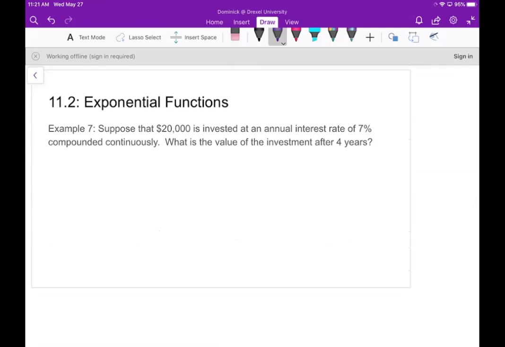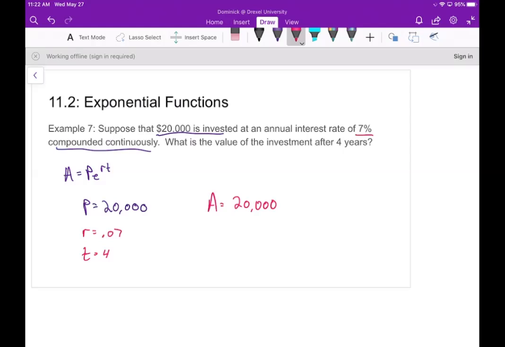So here, we're supposing that $20,000 is invested. Again, this is compounded continuously, so this is A is equal to P times e to the rt. And since $20,000 is invested, that's our P value. Now the annual interest rate is 7% per year, so that's r equals 0.07. And we want to know what's the value of the investment after 4 years, so that's t equals 4. So then we're going to get that A is equal to P, which is 20,000, times e to the r, 0.07, times t, which is 4.